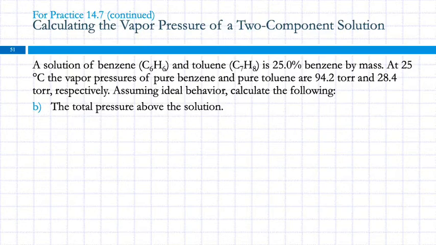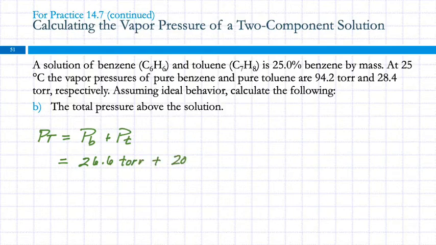Now it's asking us to calculate the total pressure above the solution. This is part B. This one's actually much easier than the first one. What's the total pressure? It's the sum of the partial pressures, right? So the total pressure is going to equal the pressure from the benzene plus the pressure from the toluene, which, if I remember correctly, was 26.6 plus 20.4.